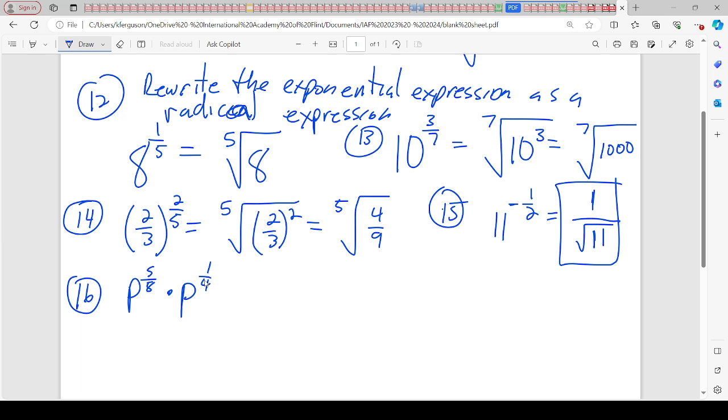What do you do when you're adding fractions? I need a common denominator. So I'm going to change that. That's 5/8. I'm going to change 1/4 to 2/8. That's going to be 7/8. So my answer is p to the 7/8 power. I multiply the top and the bottom by 2 so I can get a common denominator, which is 8. And then I can combine them once they have a common denominator.